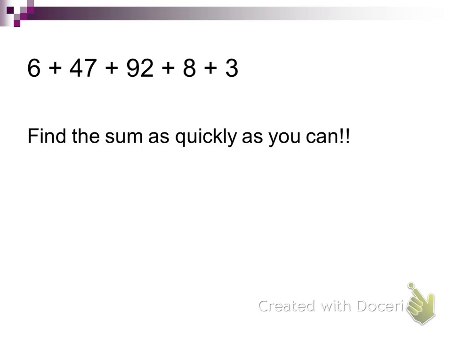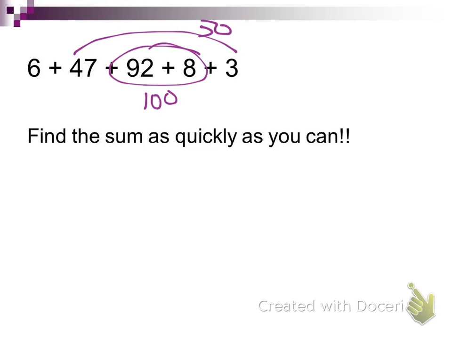If I told you to add those numbers as quickly as you can, does anyone know what a good strategy would be? Yes. Like match numbers, so like 8 and 2 is 10, and then 7 and 3 is 10. Okay, so you just add the easy ones like 100 and then 50 and 6. Very good. That right there is the way most people do it when they see this.